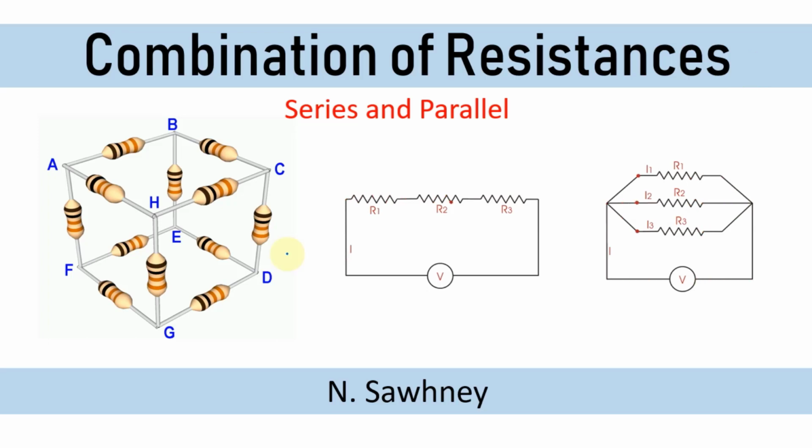Hello students. In this video I am going to explain to you about the combination of resistances. A resistor is a two-terminal device whose primary function is to restrict the flow of current. We have standard resistor values, but in practical applications a single resistor does not serve the purpose. So we have to use two or more resistances. But this combination can be done in two ways, that is in series and in parallel.